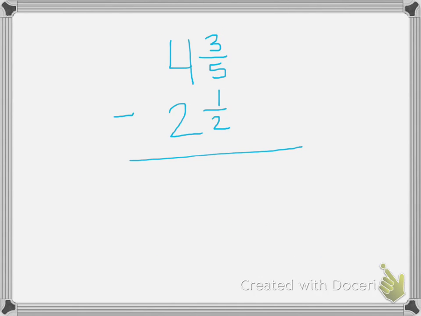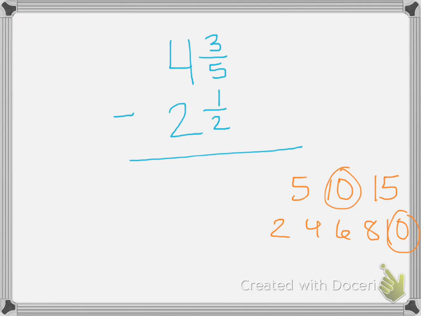Number 2 says solve and show your work. So as we see here, we have 3/5 and 1/2. We can't do that since the denominators are different, so we have to list our multiples. For 5, we have 5, 10, 15. For 2, 2, 4, 6, 8, 10. So we can see we can change them both to tenths.